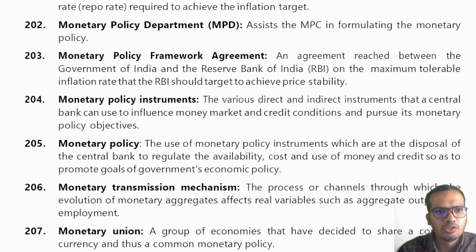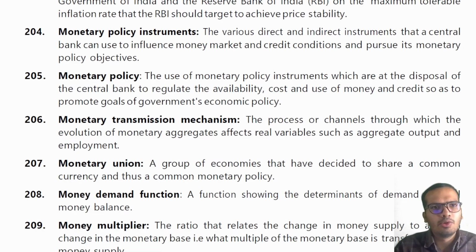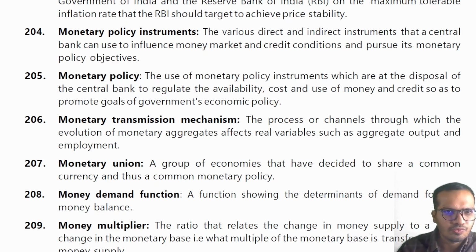Then we have number 203, Monetary Policy Framework Agreement. So an agreement reached between the Government of India and the RBI, Reserve Bank of India, on the maximum tolerable inflation rate that the RBI should target to achieve price stability. Then we have number 204, Monetary Policy Instrument. So the various direct and indirect instruments that a central bank can use to influence money market and credit conditions and pursue its monetary policy objective.